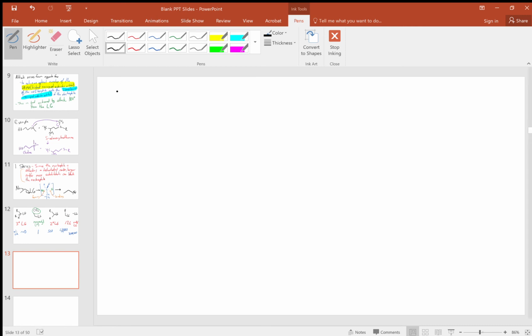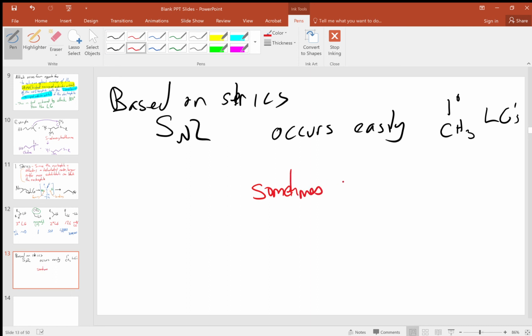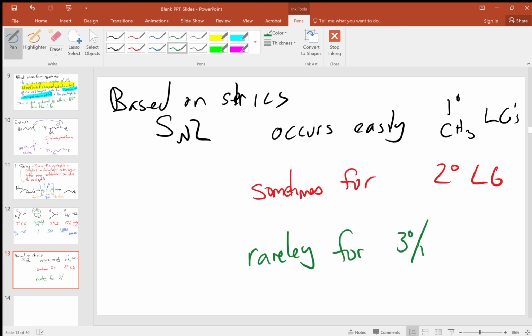So we can summarize that based on sterics, SN2 occurs easily for primary and methyl leaving groups, sometimes for secondary leaving groups, and rarely for tertiary and neopentyl leaving groups.